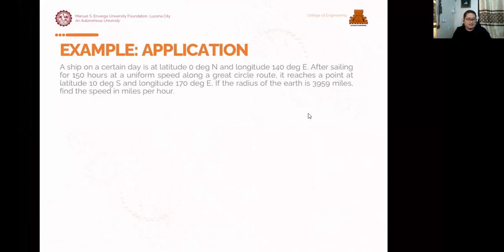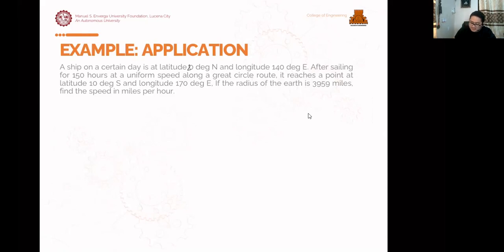Okay? So, itong isang application natin, a ship on a certain day is at latitude, let me check kung 0 nga yung nakalagay. So, 20 degrees. Okay? 20 degrees north and longitude 140 degrees east. After sailing for 150 hours at a uniform speed along a great circular route, it reaches a point at latitude 10 degrees south and longitude 170 degrees east. If the radius of the Earth is 3959 miles, find the speed in miles per hour.